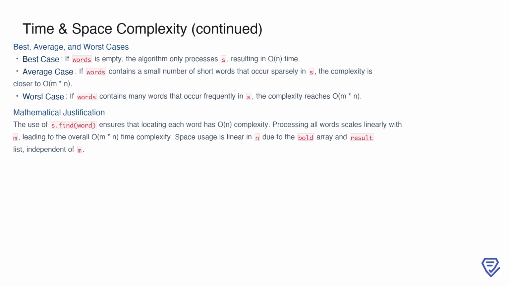In the worst case, if words contains many words that occur frequently throughout s, the marking step could reach its maximum complexity of O(m*n). Mathematically, the use of s.find(word) ensures that locating each word in s takes O(n) time, and processing all m words scales linearly with m. This gives the overall time complexity of O(m*n). The space complexity remains linear in n, due to the space required for the bold array and the result list, which is independent of the number of words m.